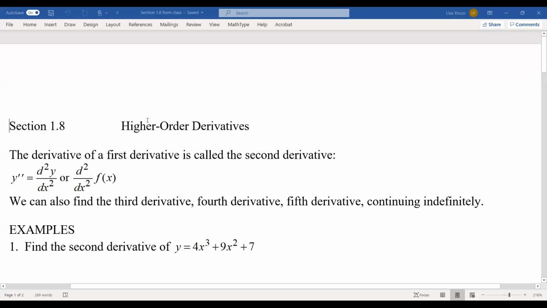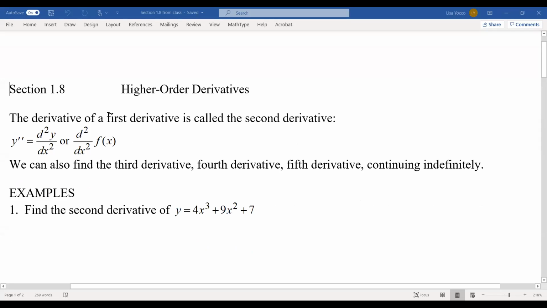In this section, we talk about higher order derivatives, which may sound a little intimidating. It's really not. It's not bad. It can be bad depending on the type of function we're looking at. But a higher order derivative just means we're taking derivatives of derivatives.